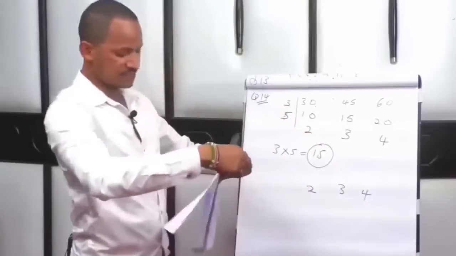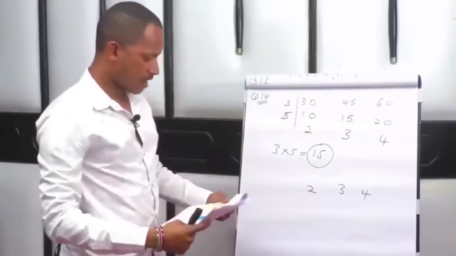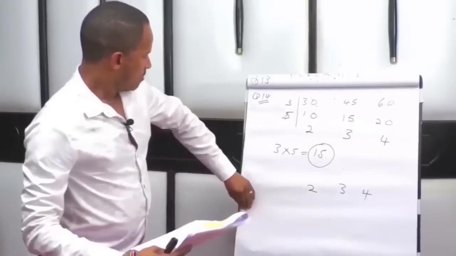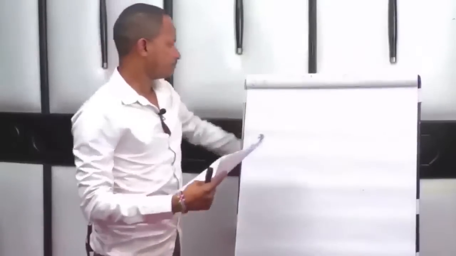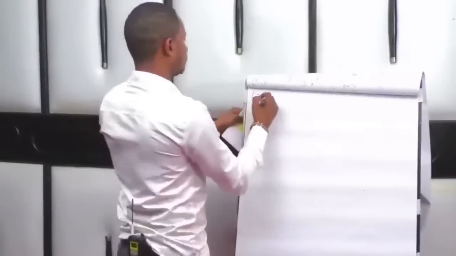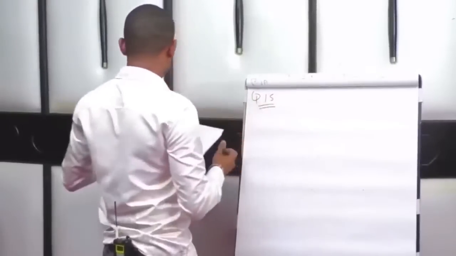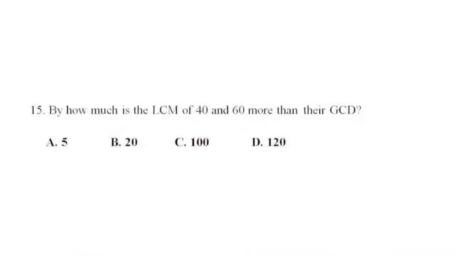Question number 15. By how much is the LCM, by how much difference, by how much is the LCM of 40 and 60 more than their GCD? First of all, get the LCM.